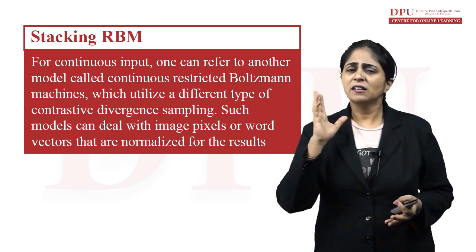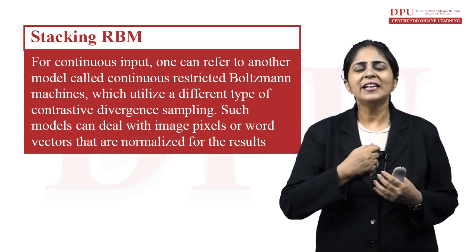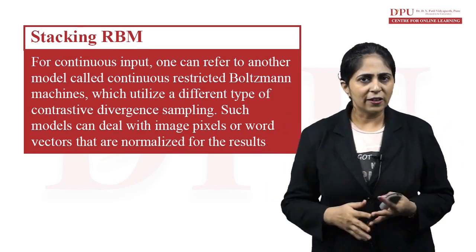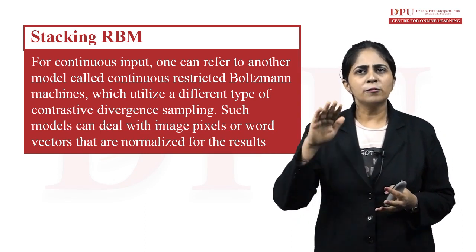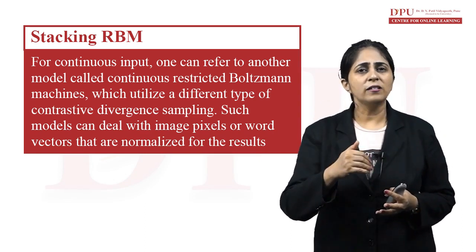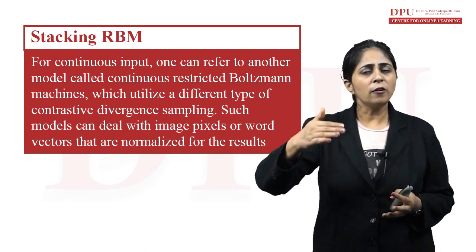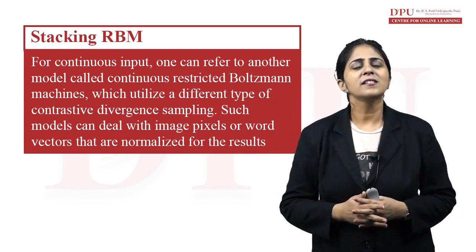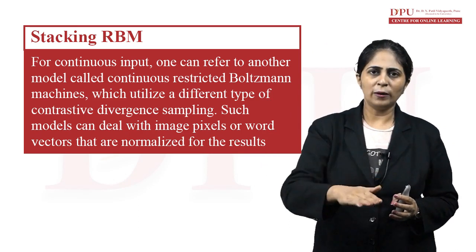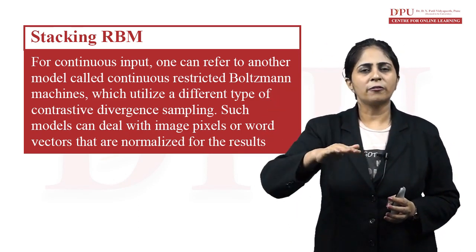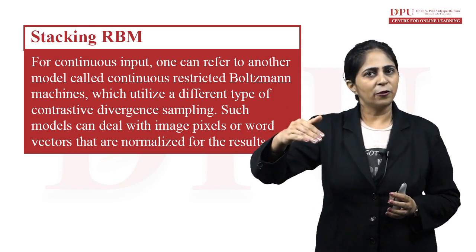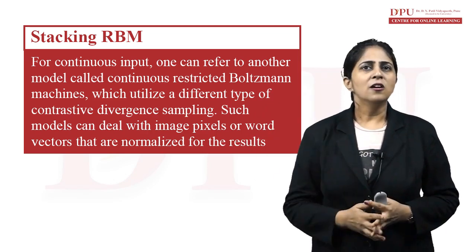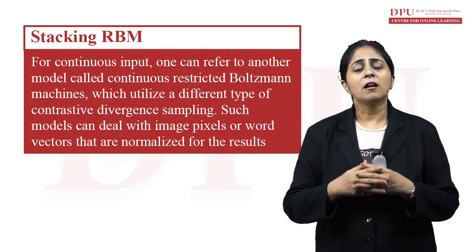So basically, stacking RBM, what does it mean? Our deep belief network we can visualize as a stack of restrictive Boltzmann machines. How does it work? The output of one will work as the input for another. Consider a stack of books: when you place one book on top of another, the output of one becomes the input for another. Similarly, the output of this will become the input for the one above. So basically, stacking RBMs gives a deep belief network.